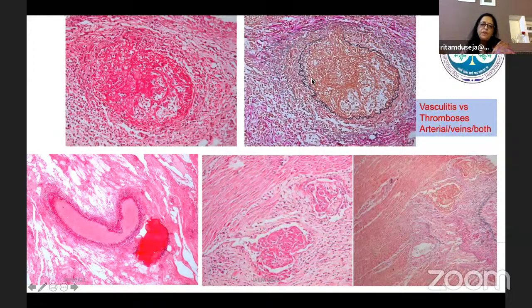Superimposed thrombosis is very common with all kinds of arteritis, but we have to keep in mind that in the absence of arteritis, if you are seeing thrombosis, then our total plan or further investigations change. When we report arteritis, our rheumatologists are going to get into action and they will order ANCA, APLA, and all these kinds of investigations.